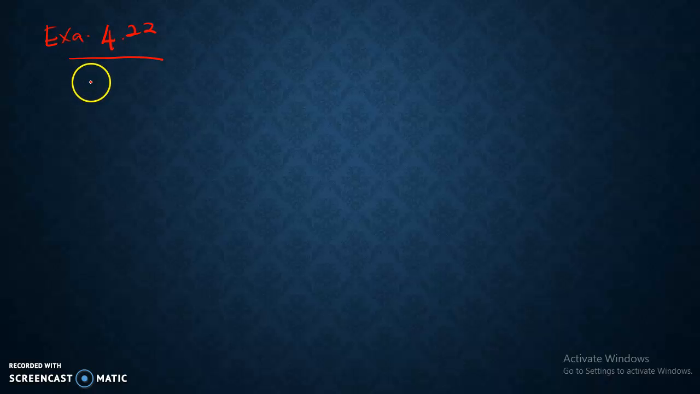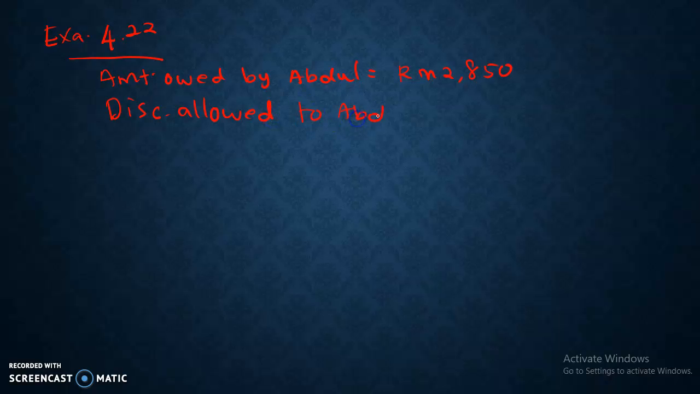First of all, let's look at the amount owed by your customer. So the amount owed by Abdul is RM2,850. Now let's calculate the discount allowed. The discount allowed given to Abdul is 2%. So you must multiply 2% by 2,850. Therefore, you will get 57 ringgit.